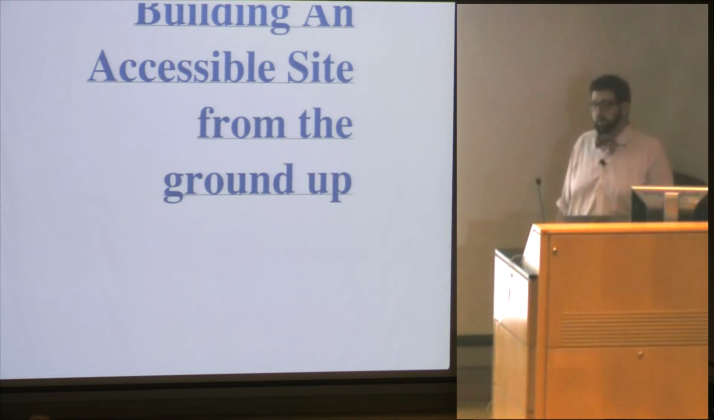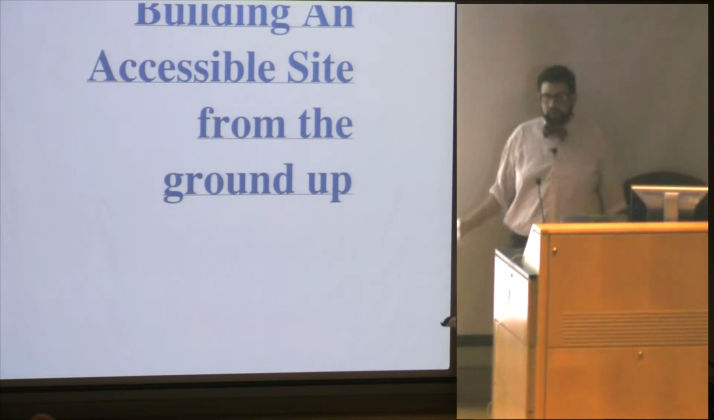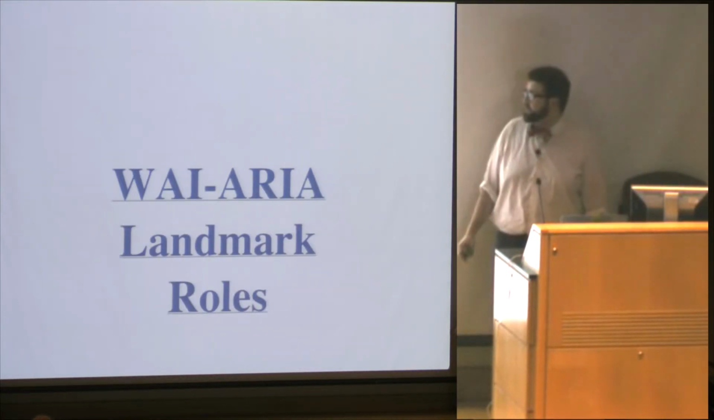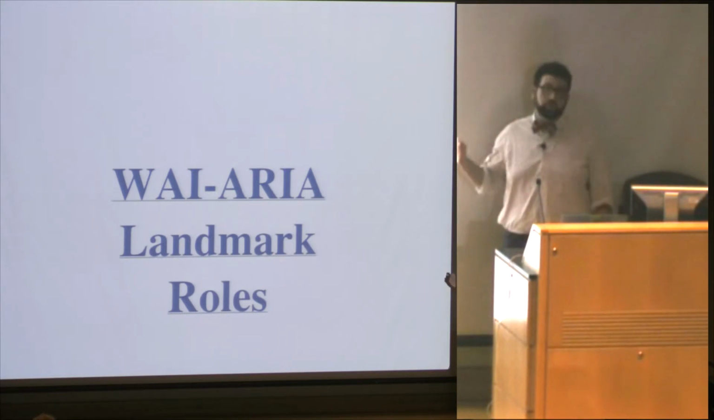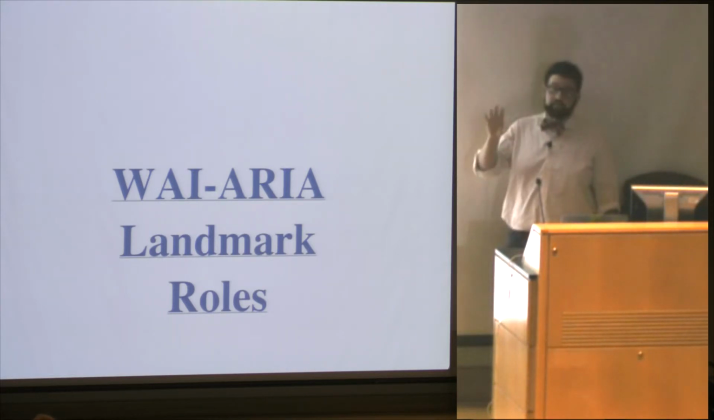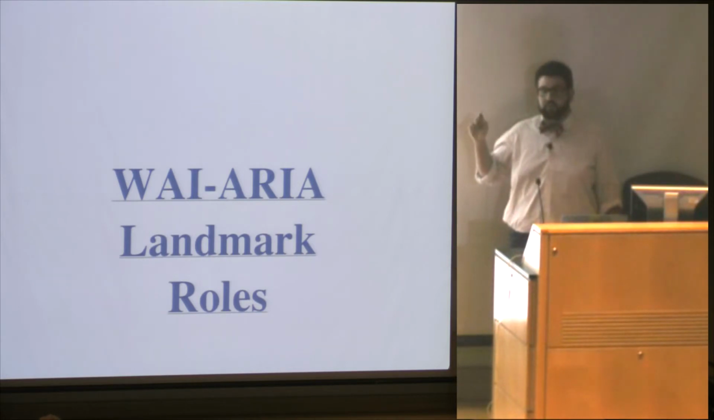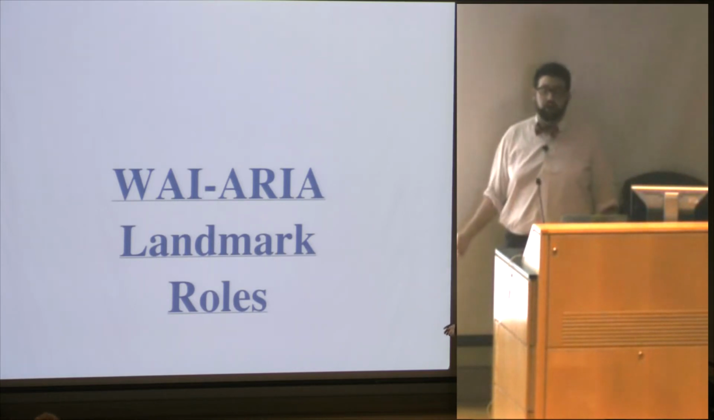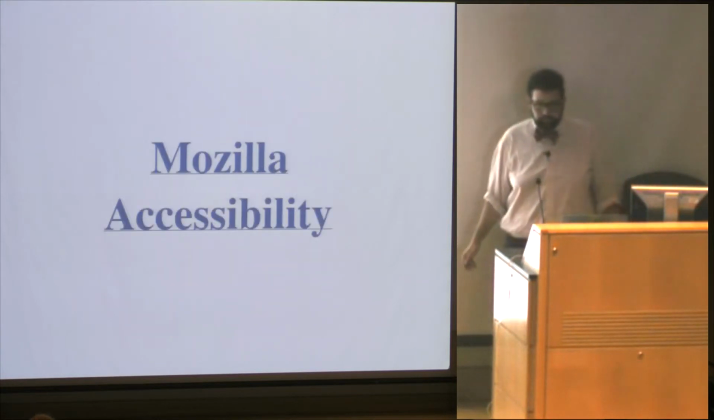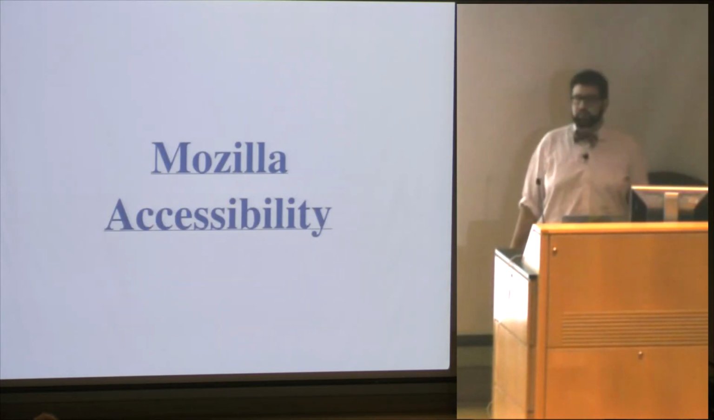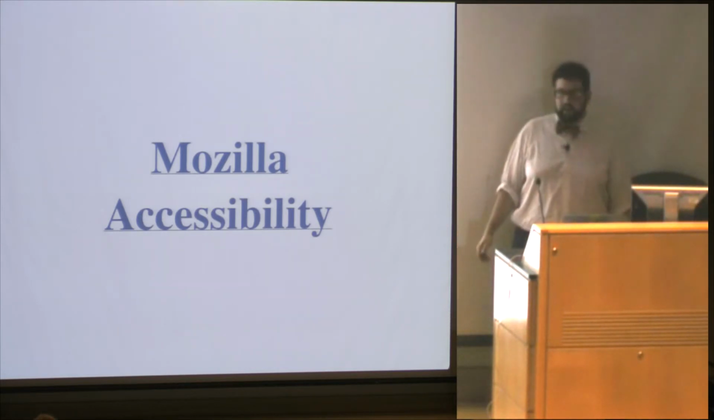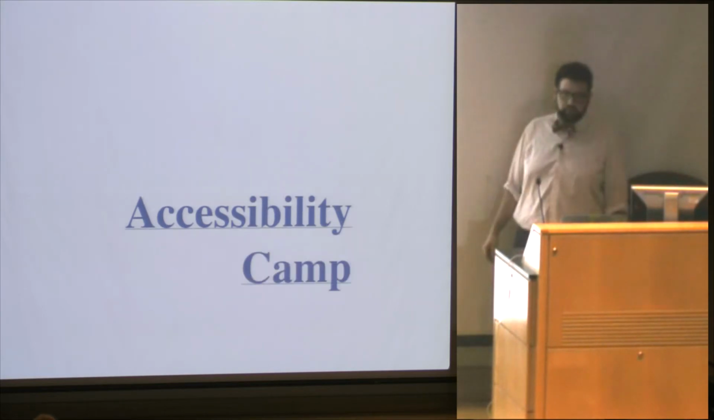Building an accessible site from the ground up, another presentation on things to know from the beginning. WAI-ARIA landmark roles. This article talks about the different ways you can set roles for parts of the page to say, this is the banner, and this is the sidebar, this is the content. Just additional markup to really help screen readers understand what is on a page. Mozilla Accessibility is all the different information on Firefox, and if you are developing a Firefox extension, how to make that accessible. You have resources there.